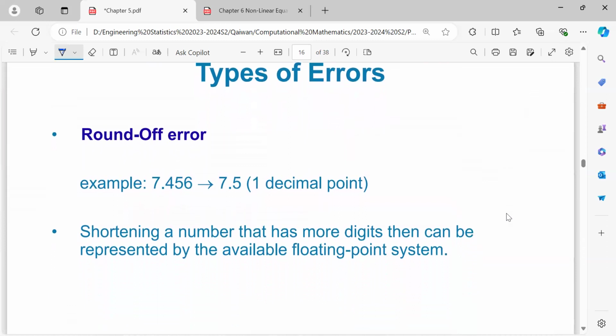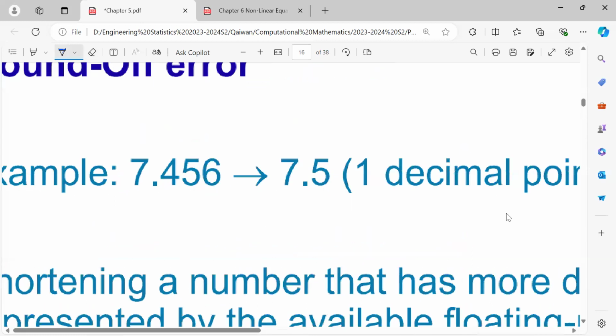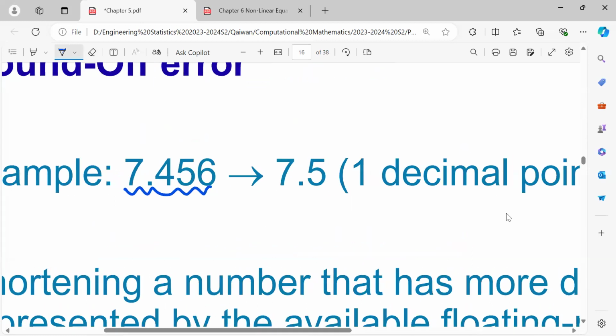We now have another type of error, which is round-off error. For example, here 7.456. If you want to round it to 1 decimal point, it means we leave 1 decimal point and ignore or delete the others. In this process, it's asking for finding the rounding error for 7.456. What do we do? We first write down 7 point. This is the first decimal point, so you must have only 1 decimal point.